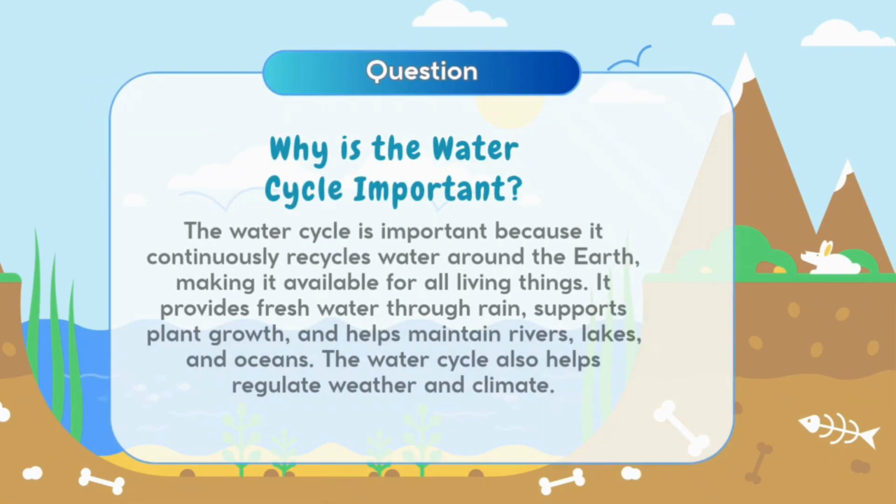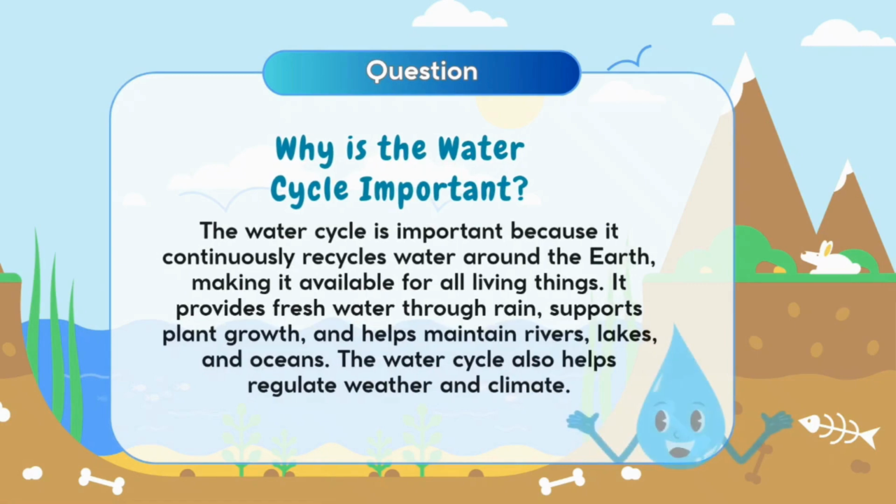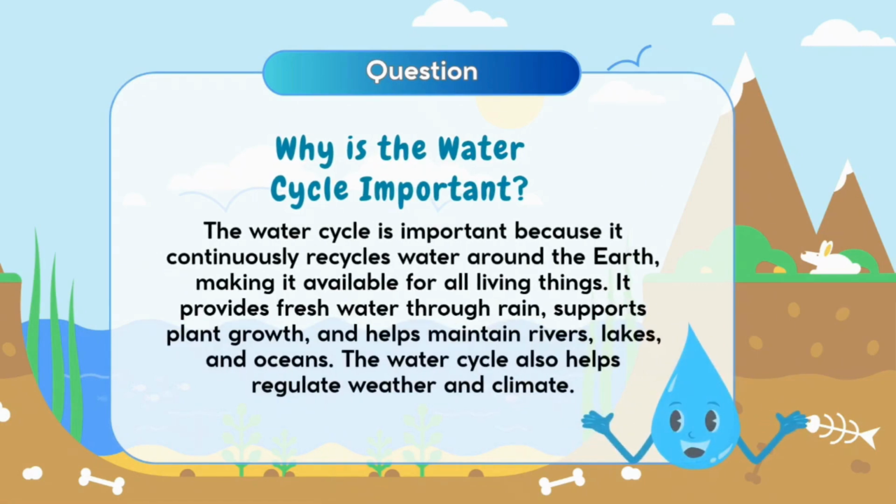Question: why is the water cycle important? The water cycle is important because it continuously recycles water around the earth, making it available for all living things. It provides fresh water through rain, supports plant growth, and helps maintain rivers, lakes, and oceans. The water cycle also helps regulate weather and climate.